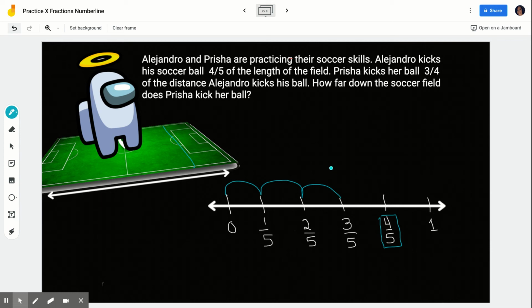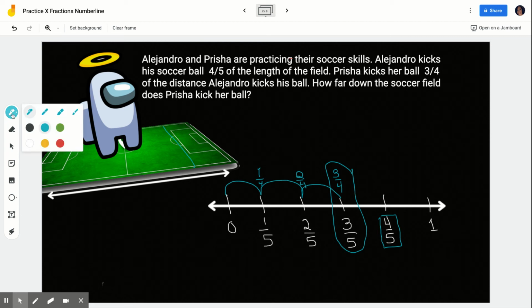So what that means, this would be 1/4. Let me come in here and write, see if I can write nicer. This would be 2/4. I'm just going to get rid of those messy jumps, but I think you know what I mean. And this jump would be 3/4, or 3 out of 4, because if we went one more time, that would be 4 out of 4. So this represents how far Prisha kicked her ball. She kicked it 3/4 of 4/5.